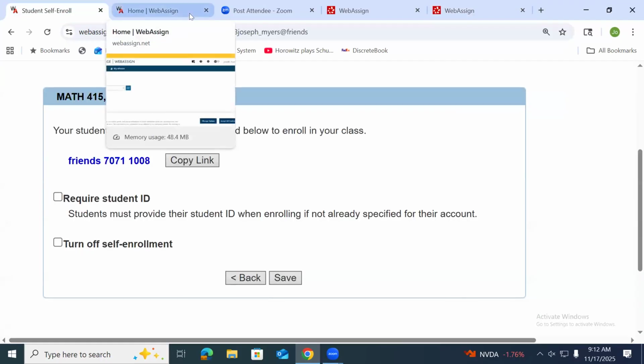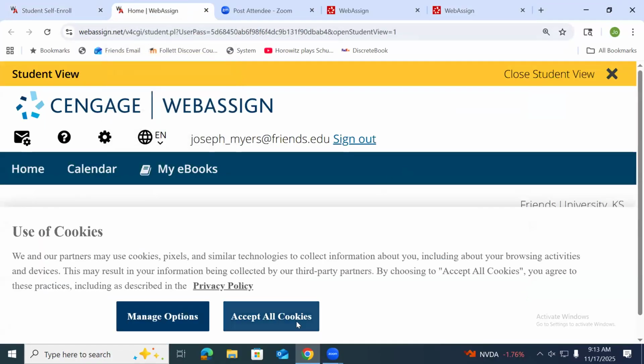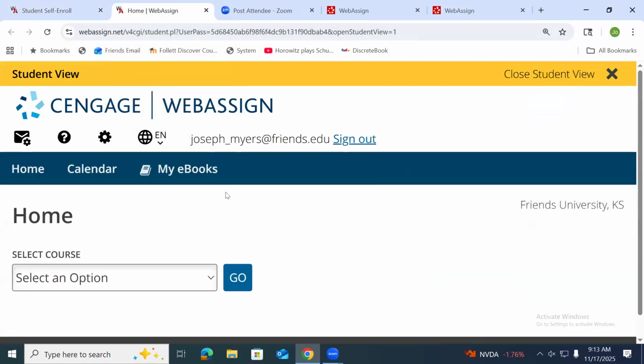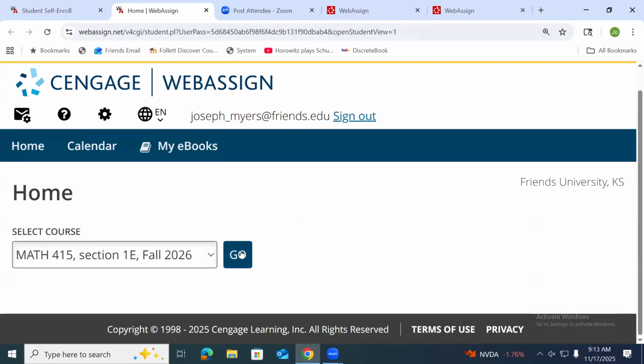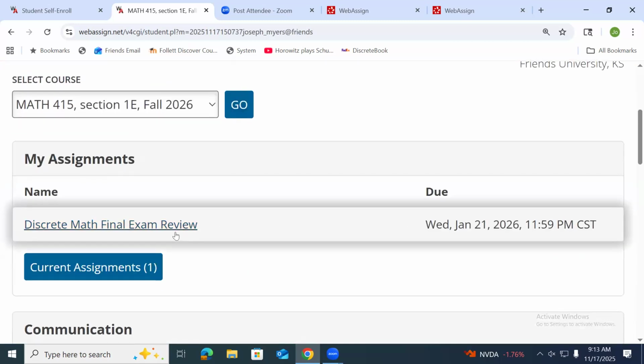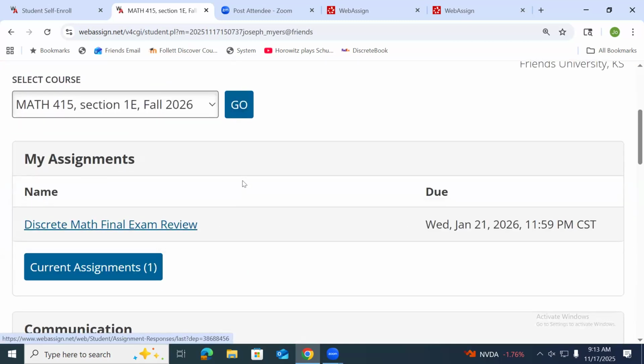And then inside that early section, you're going to find an assignment, and you only have one course visible, which is section 1E. Click on go. And then just do this final exam review.